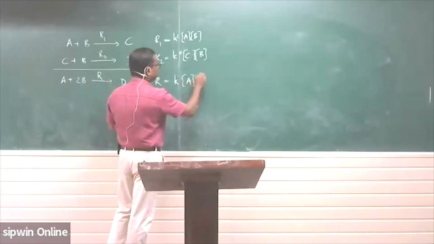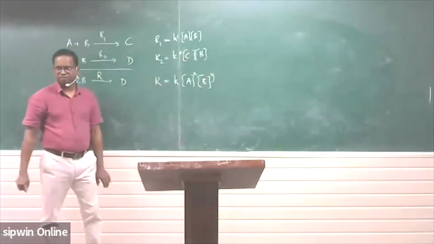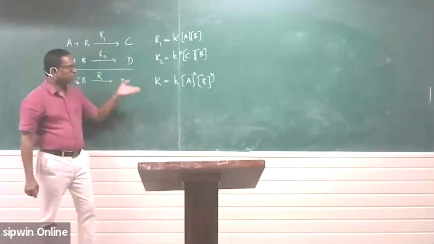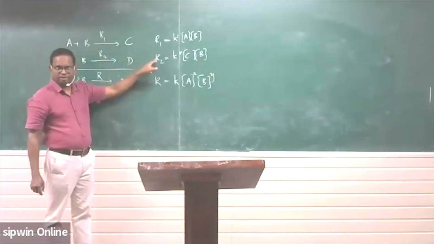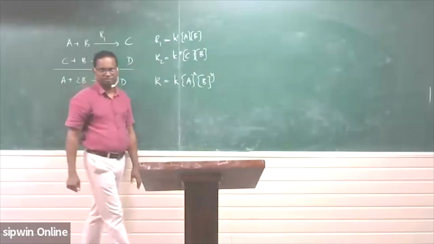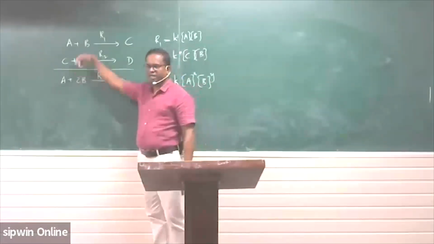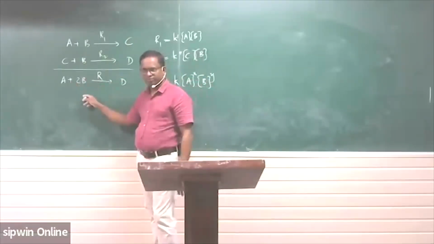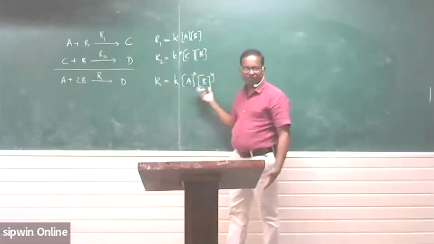Then the overall reaction rate R equals K, this is the real rate constant, times A concentration, B concentration, with the orders not known. Why are they not known? Because we don't know in the mechanism how these rates affect the overall rate. If the mechanism is not given, we have this reaction only. Then how do we write the rate law for this one? There is no way to write it.